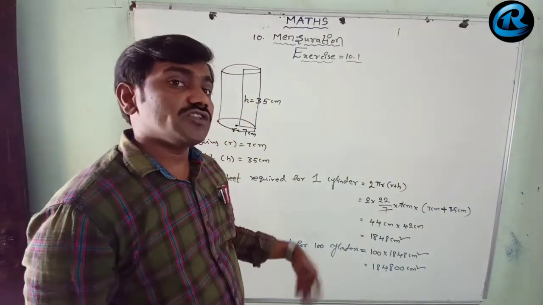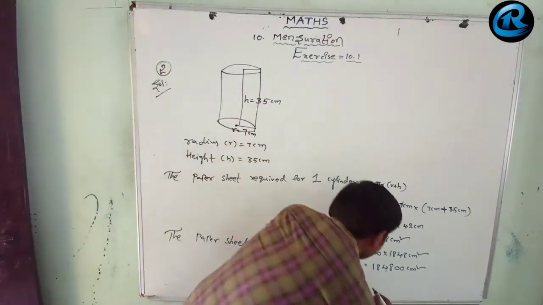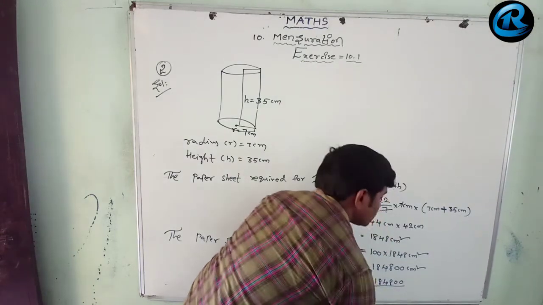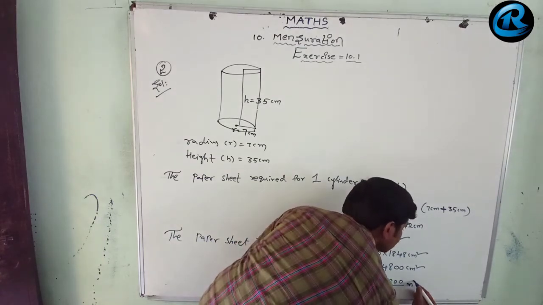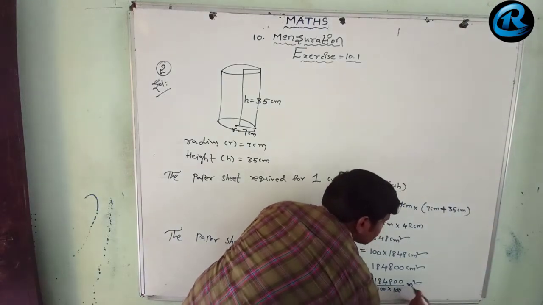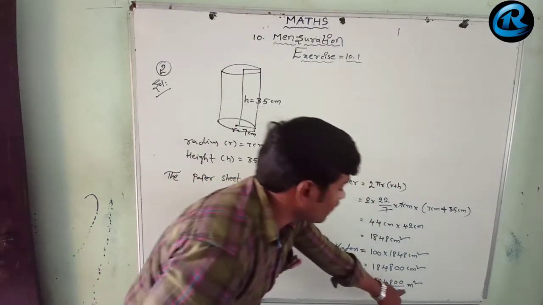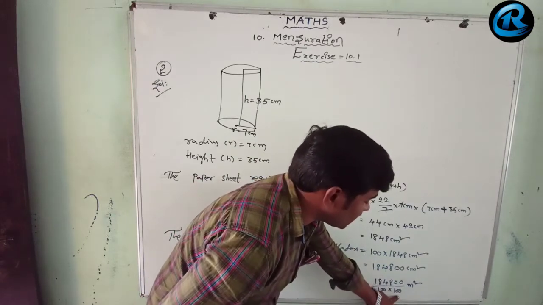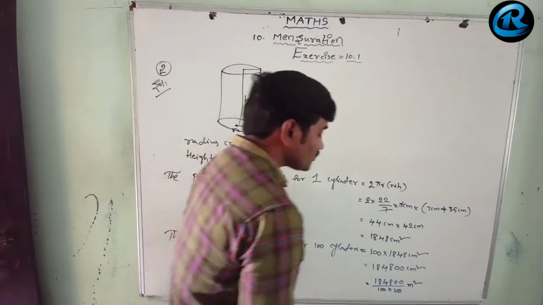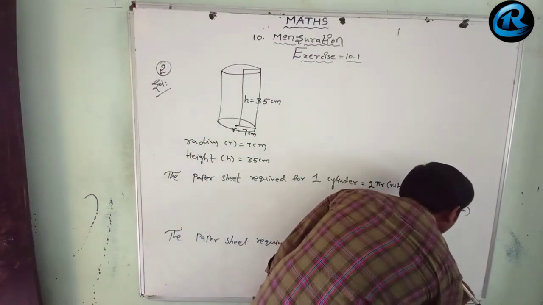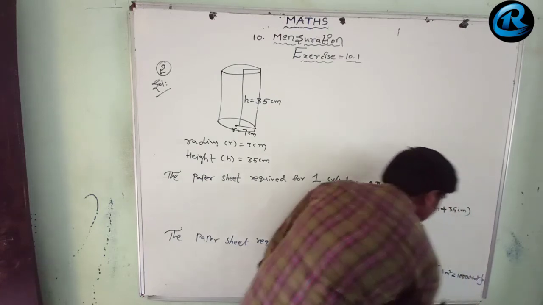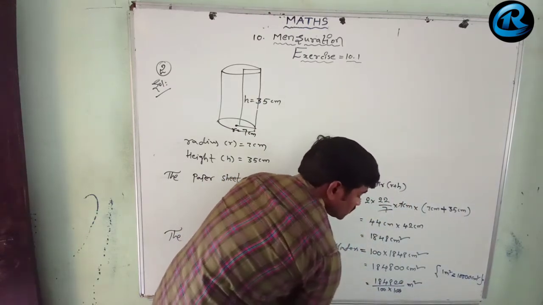If you want to change this into meters, we have to change into meter square. Meter into meter is meter square. 1 meter equals 100 centimeters, so 1 meter square equals 10,000 centimeters square. That's why these two zeros are cancelled.